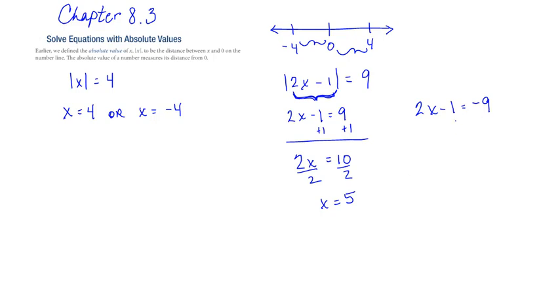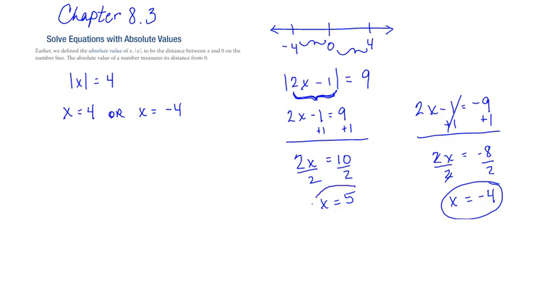Likewise, I come over here. I'll add 1 to both sides and solve this one as well. 2x equals negative 8. Divide both sides by 2. And in this case, x would be equal to negative 4. So you could substitute a negative 4 in there for x. And if you did, you would get 2 times negative 4 is negative 8, minus 1 is negative 9. You would take that absolute value, and that checks out and works.